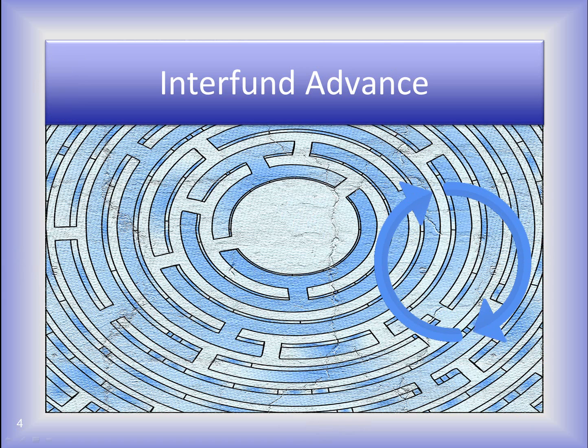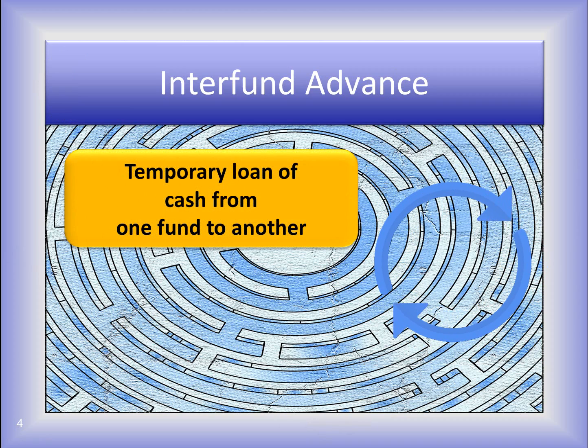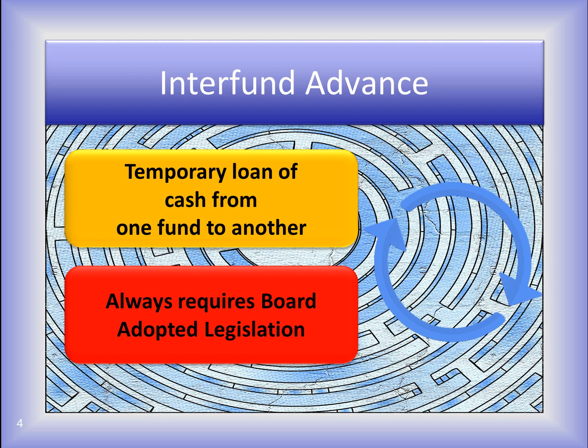The next item we're going to talk about is interfund advances. An interfund advance is the loan of cash from one fund to another. They are generally used to help with a cash flow shortage for a short period of time, or sometimes in a capital project fund when the money has to be spent first, then a grant reimburses you when you prove you met the grant criteria.